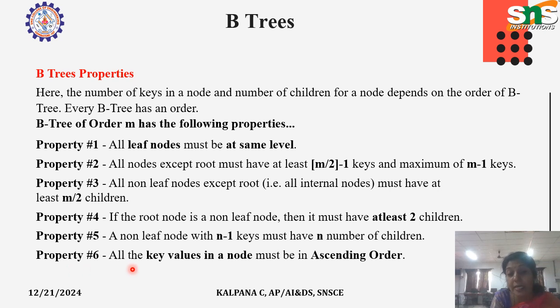Property 6: all key values in a node must be in ascending order. Then only you can split the node and send the middle value up to the root, so this can happen. For that, all the key values in a node must be in ascending order. We'll see the insertion process in the next video.